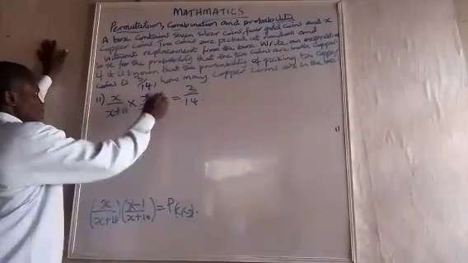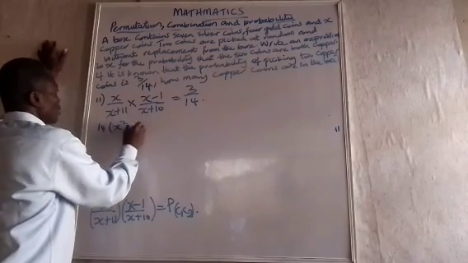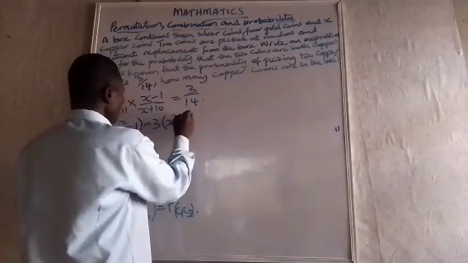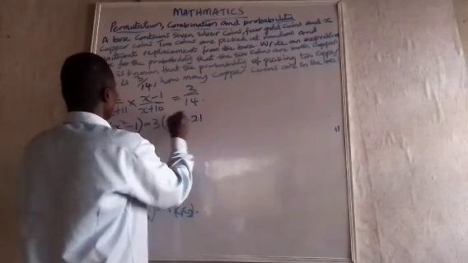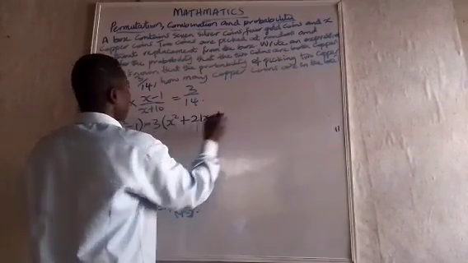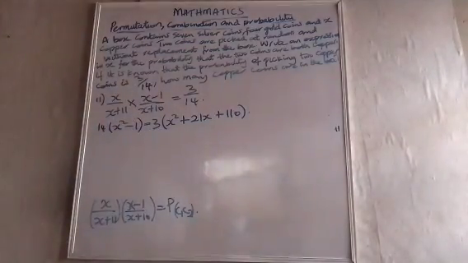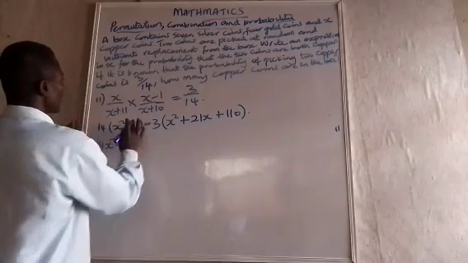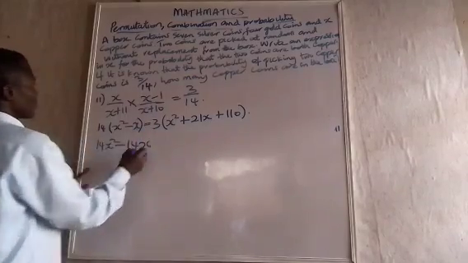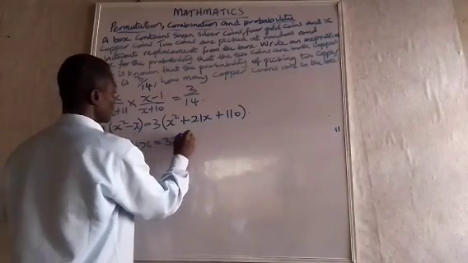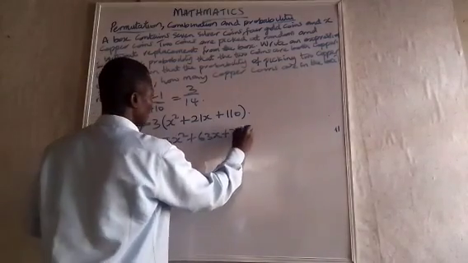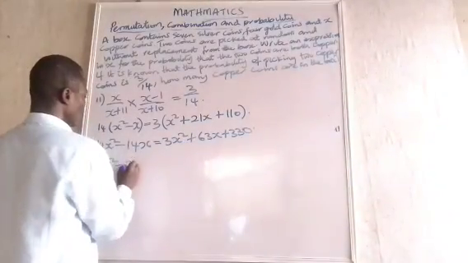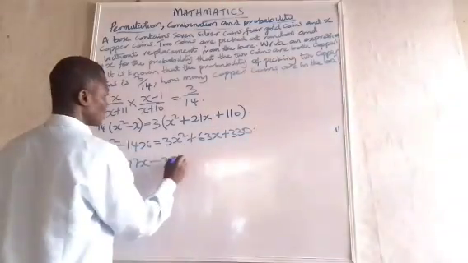Now let's solve. We are going to have 14 into x squared minus x is equal to 3 into x squared plus 21x plus 110. So we are going to have 14x squared minus 14x is equal to 3x squared plus 63x plus 330. Now let's bring this one over. I'm going to have 11x squared minus 77x minus 330.